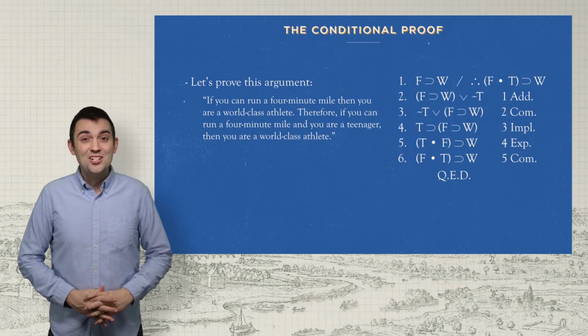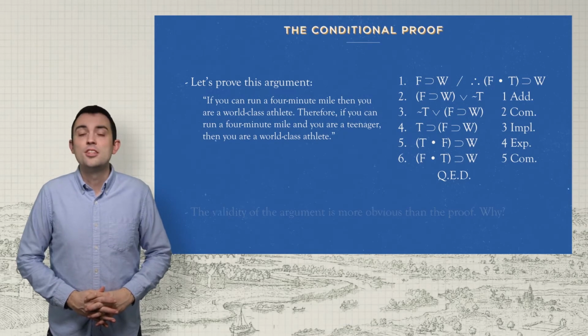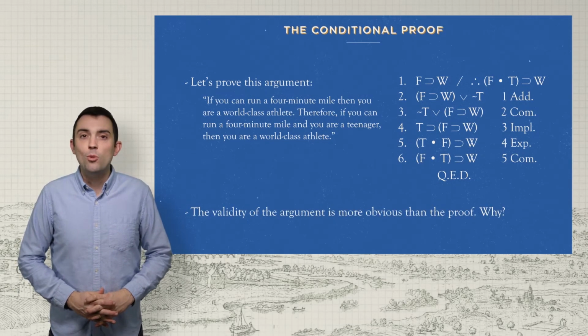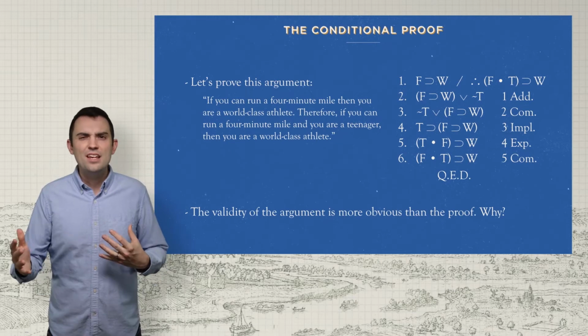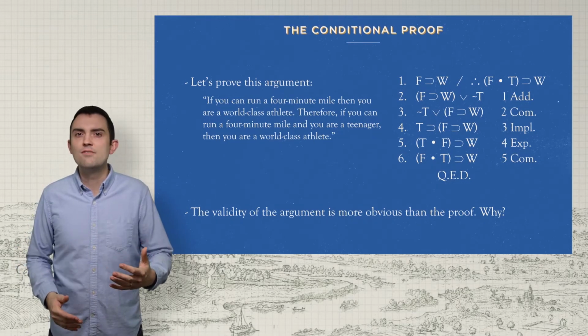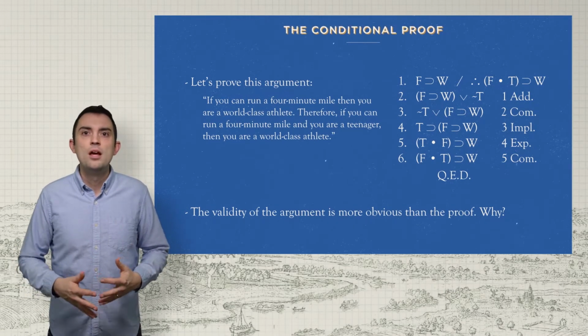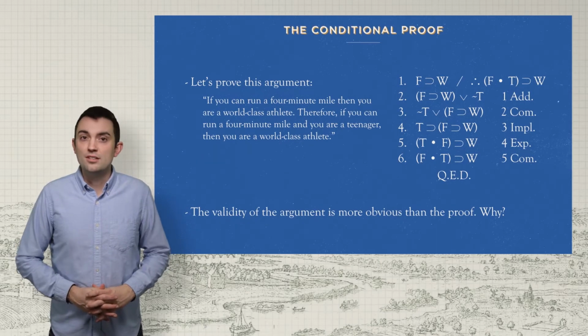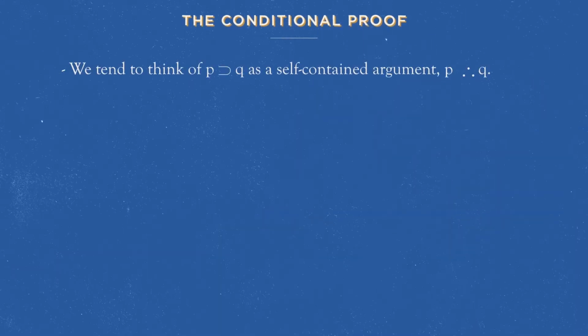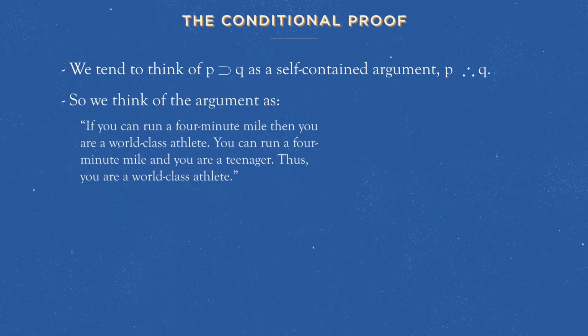Okay, that's actually a pretty complicated proof. The validity of the argument is much more obvious than the proof itself. Why is that? Why is it so obvious even though the proof is pretty difficult? Well, here's one thing I think we can consider. We tend to think of if P then Q as a contained argument. P, therefore Q. So if we think that way, the argument looks something more like this.